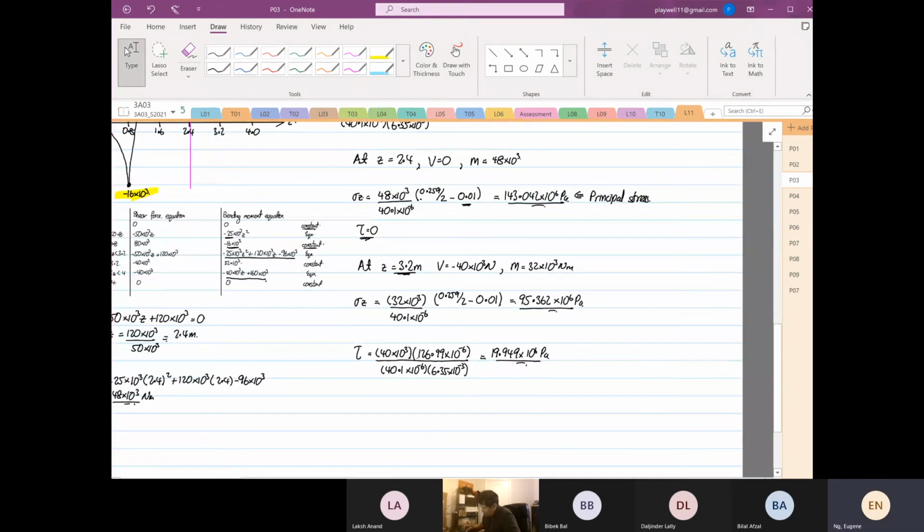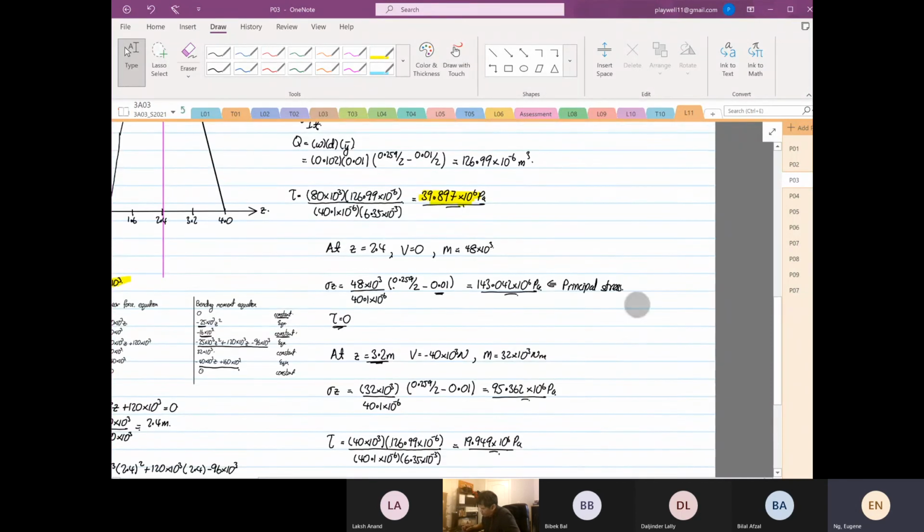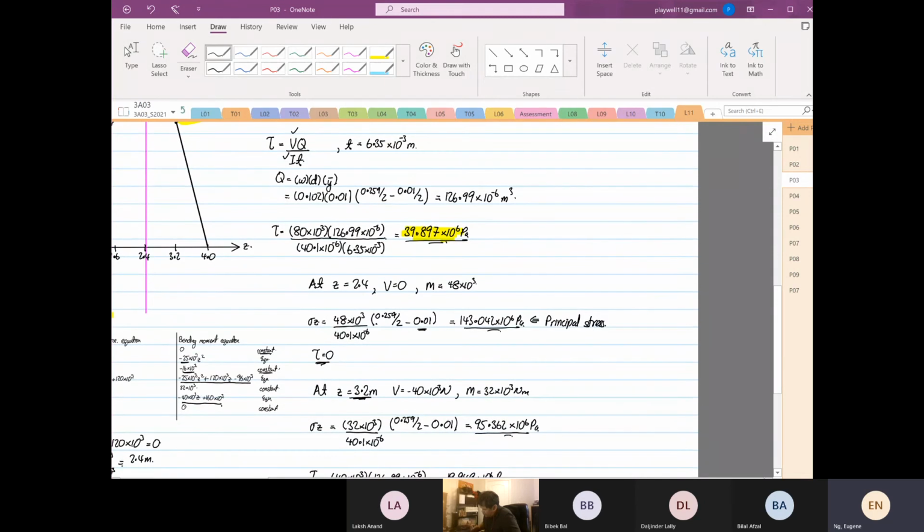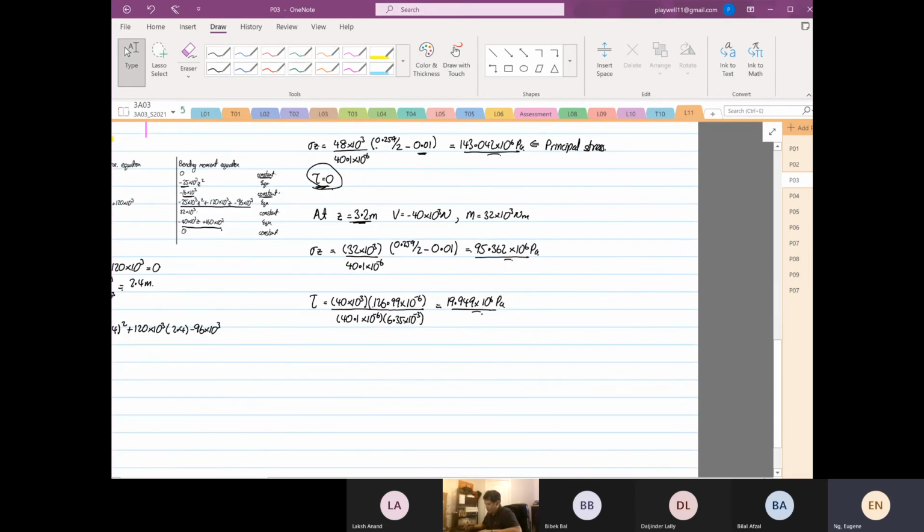Okay. So now we have three positions, all the values. The only thing that we don't know is the principal stresses when Z is equal to 0.8 and Z is equal to 3.2. But we know at Z equal to 2.4 it is 143.042 times 10 to the power 6 Pascal, which is the principal stress because the shear stress is equal to 0. So now let me try to draw to show how to use the Mohr circle.